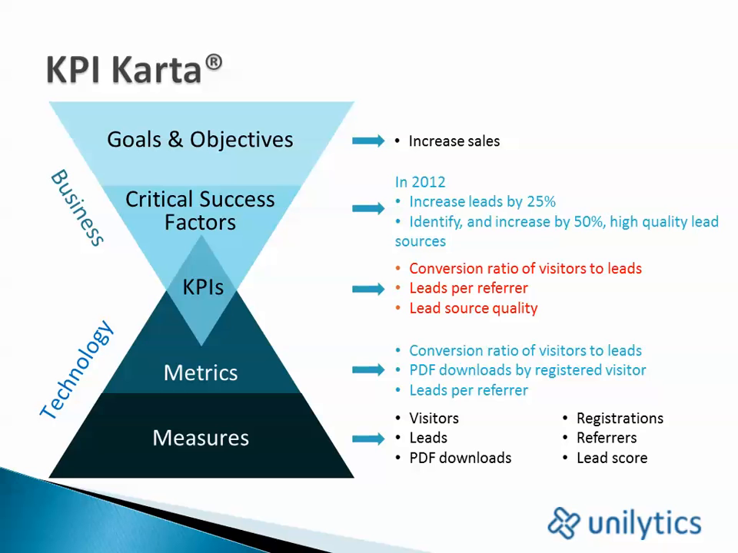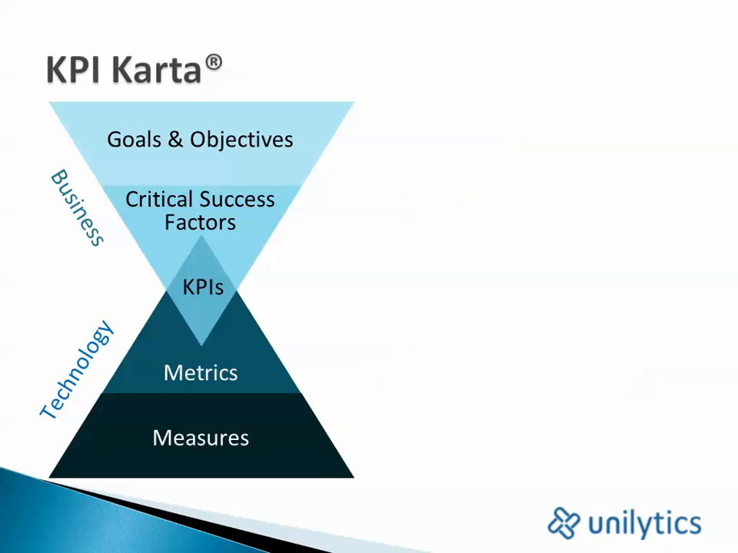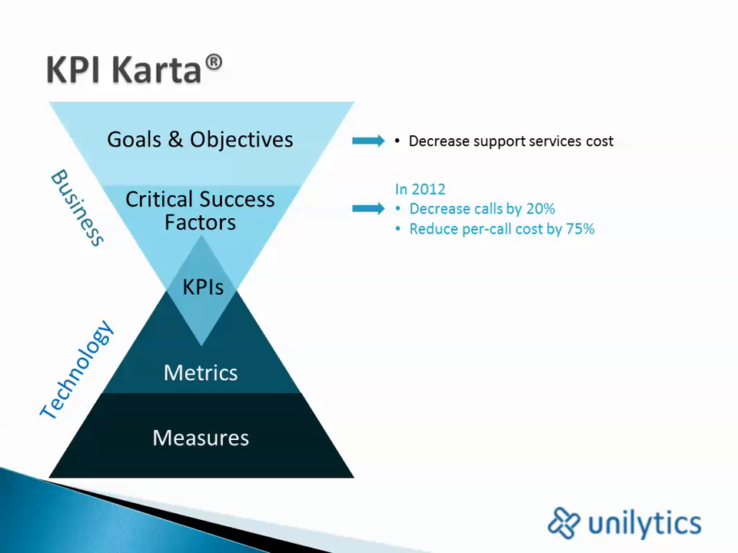Some of those are not considered KPIs. For example, PDF downloads by registered visitor. That may be important to somebody, but that number is not critical to our goal and objective up there, which is increased sales. Another example on the flip side, instead of increased revenue, we want to decrease support costs. Again, time frame, numbers to hit. Here's some KPIs that support that.